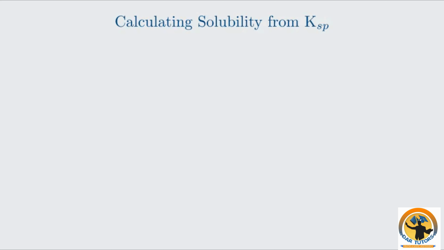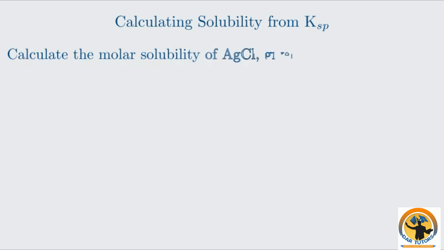The solubility product allows us to calculate the solubility of an ionic compound. A key concept here is molar solubility, which we'll represent with the variable S. Molar solubility is the concentration of the dissolved cation, or alternatively, the number of moles of the solid that can dissolve per liter of solvent to make a saturated solution. Let's calculate the molar solubility of silver chloride, AgCl. We are given that its solubility product, KSP, is 1.77 times 10 to the negative 10.